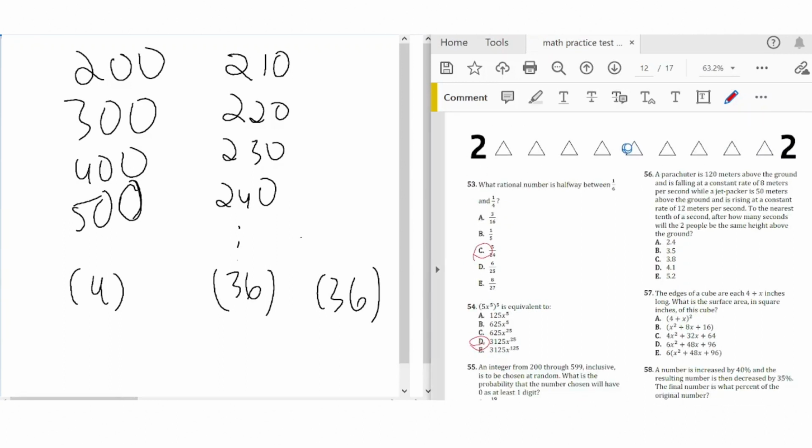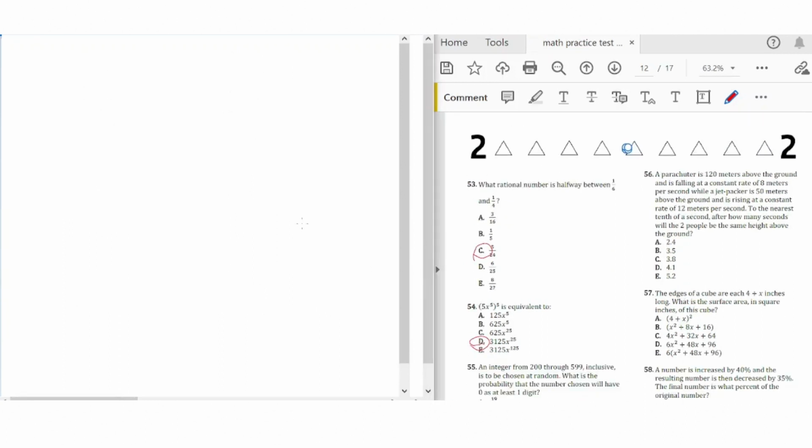Moving on to 56. A parachuter is 120 meters above the ground and is falling at a constant rate of 8 meters per second, while a jetpacker is 50 meters above the ground and is rising at a constant rate of 12 meters per second. To the nearest tenth of a second, after how many seconds will the two people be at the same height above the ground? All right, let's draw a diagram here.